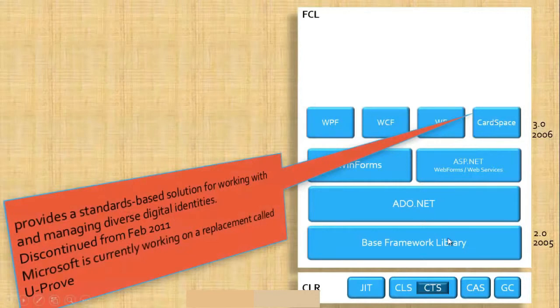CardSpace is a retired technology which was introduced in .NET Framework 3.0 to store digital identity. For example, to store ID and password. Microsoft discontinued CardSpace from Feb 2011 and is currently working on a replacement called U-Prove.